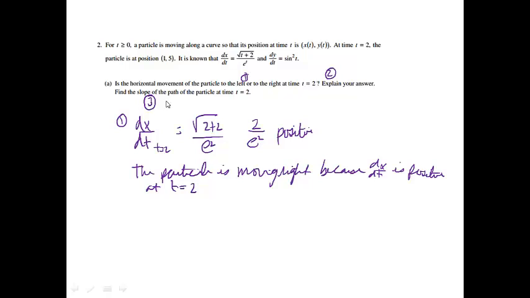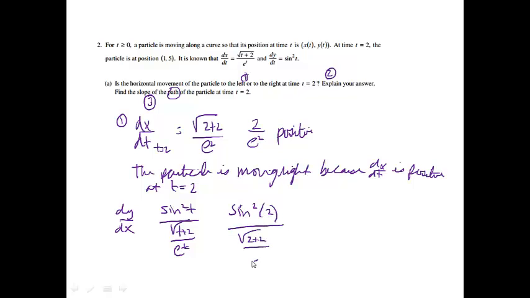Okay, the next part, I did explain my answer. And then find the slope of the path of the particle at time t equals 2. They're actually asking me for dy/dx. So I know it's going to be dy/dt over dx/dt, and once again we're finding it at time t equals 2. So I'll do sine squared 2 over the square root of 2 plus 2 over e to the 2. And when we do that, we should get 3.055.